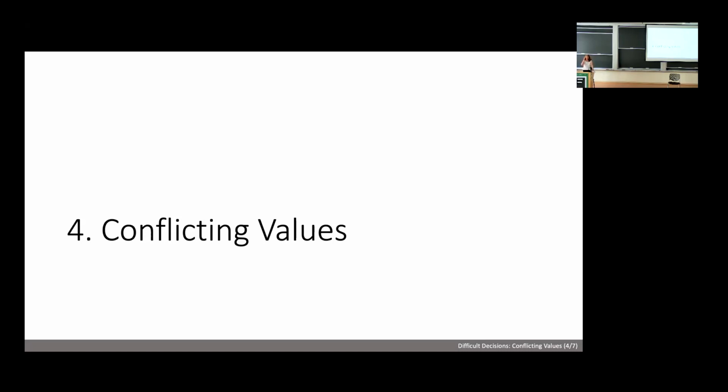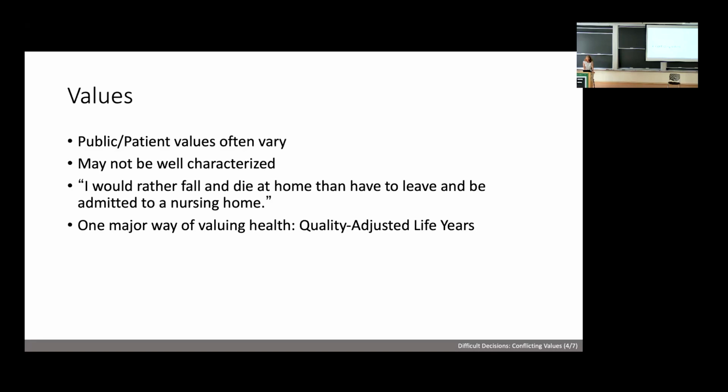And don't even have the true values within the range. Okay, conflicting values. So next one up. Often values, or how we value specific outcomes, are different between people, between public and patients and decision makers. We often may not be able to even really characterize that very, very well.